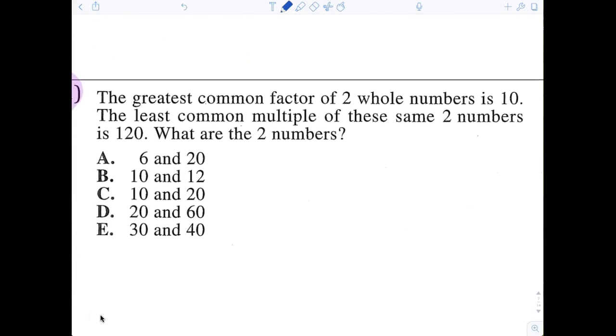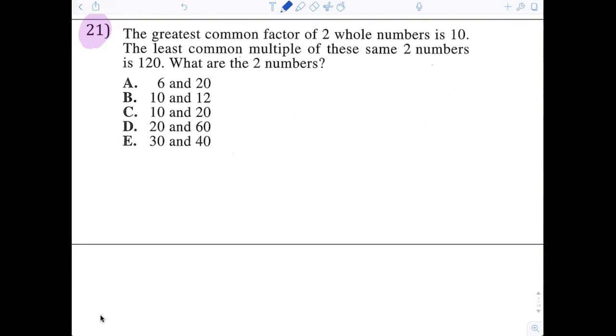All right, here we go. Let's just continue on. Number 21 real quick. The greatest common factor of two whole numbers is 10, and the least common multiple is 120. What are the two numbers? So here, the GCF is equal to what? 10. And the least common multiple is 120. So is it A? Does that have a common factor of 10? No, so A is out. Does B have a common factor of 10?